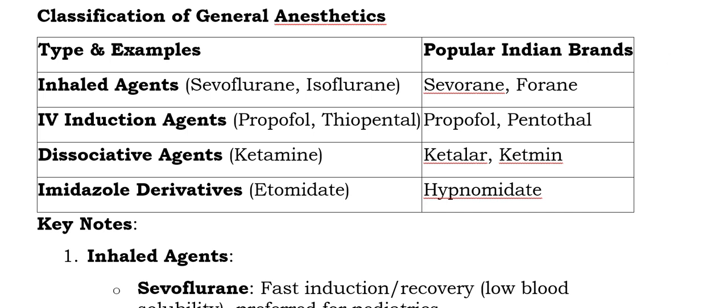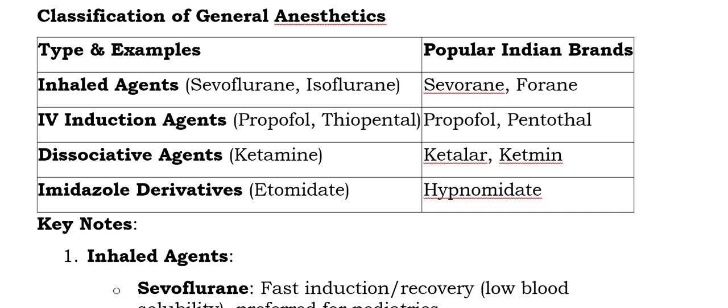Then you have the intravenous, or IV, induction agents. These go straight into the vein for a really fast effect. Propofol is probably the most famous one, usually just called propofol. And also thiopental, brand name Pentothal, though it's used a bit less now. Got it. What's next? The third group is the dissociative agents. Ketamine is the main player here. You'll see it as Ketalar or ketamine. And finally, the imidazole derivatives. The key example there is etomidate, or Hypnomidate. So four main buckets: inhaled, IV induction, dissociative, and imidazole. That's it. Knowing these categories helps you start to predict how they might work and where they'd be used. Great. And thanks for including those Indian brand names. That's really useful for many of our listeners.